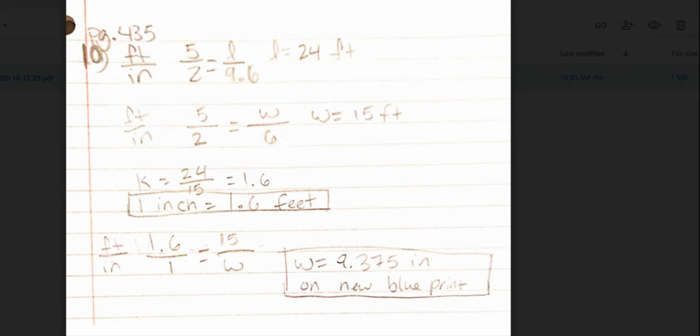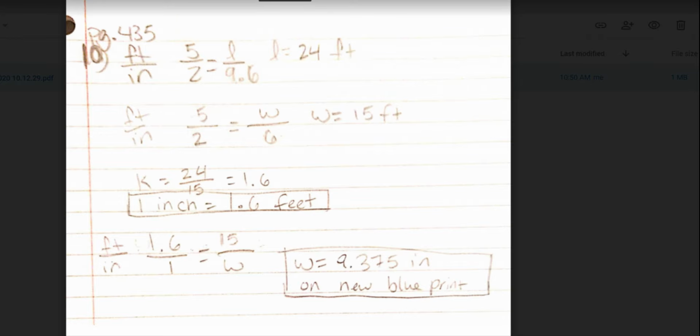The family wants to use a new blueprint that shows the length of the living room to be 15 inches. If the width of the living room on the original blueprint is 6 inches and the length is 9.6 inches, what are the scale and the width of the new blueprint? This one's tricky. So I have my original blueprint, which I already said is 2 inches is 5 feet.